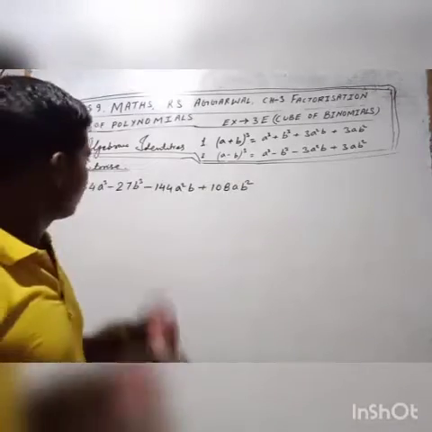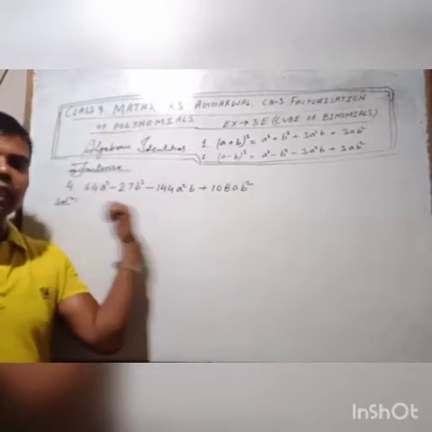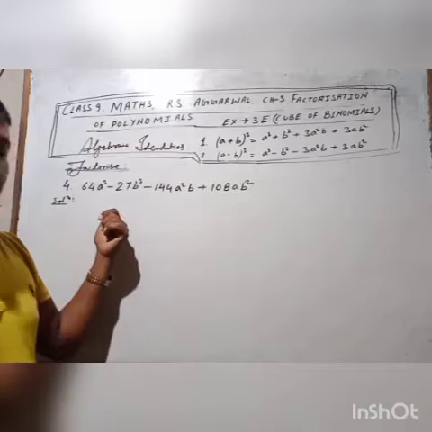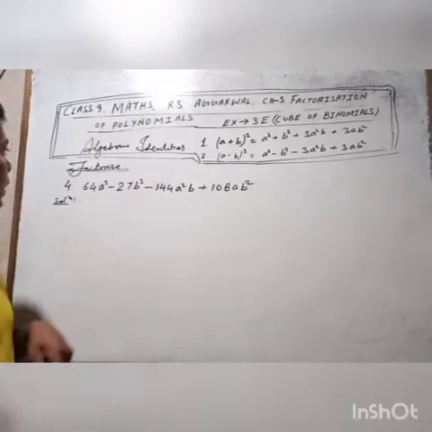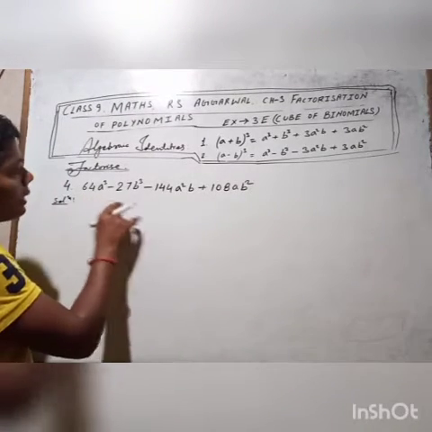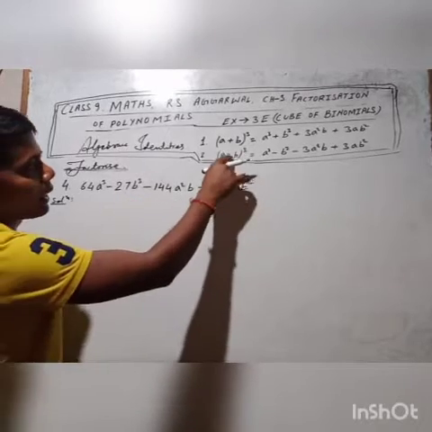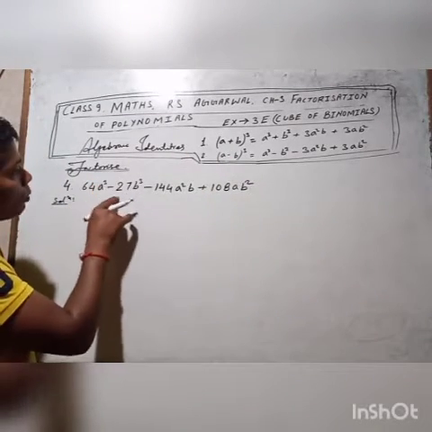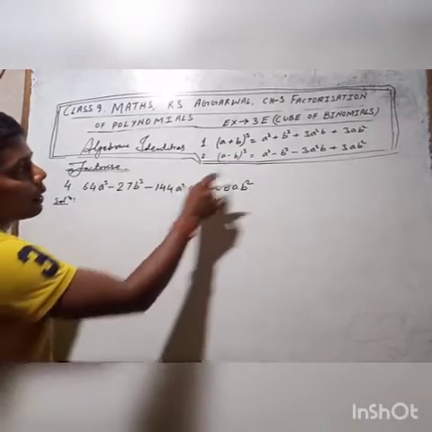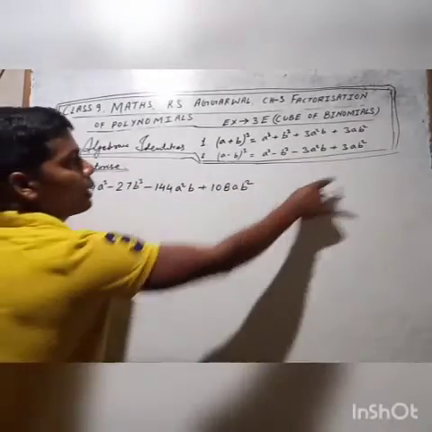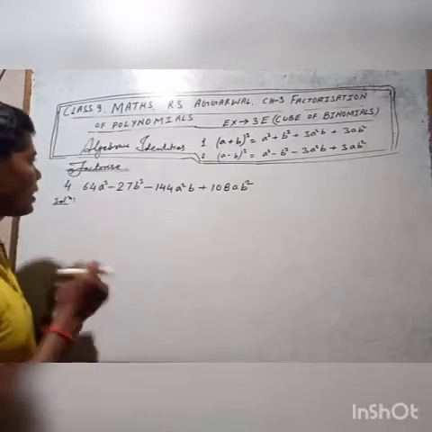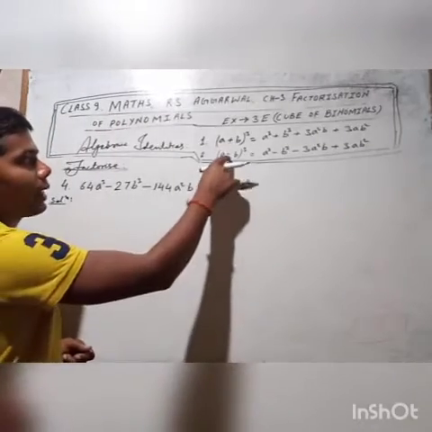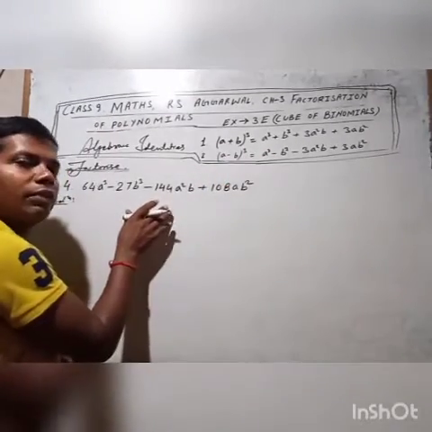Now we shall solve question number 4, in which we have to factorize this given polynomial. It is very easy to see and understand that it will be factorized by using the second identity. What do we have here? See, this is a cube minus b cube minus a square b plus ab square. So it is very easy to understand that we have to use the second identity to factorize the given polynomial.